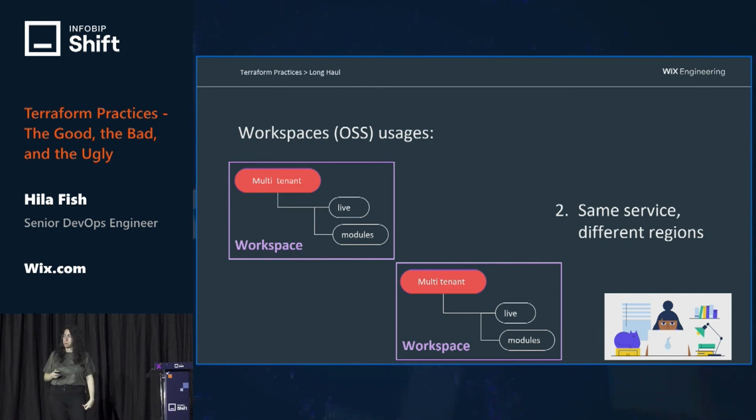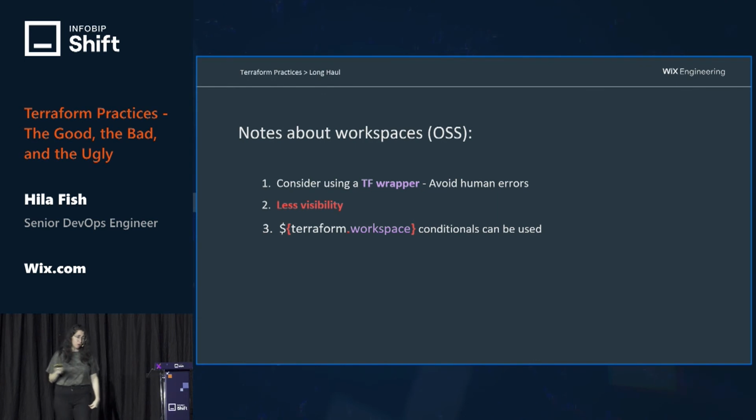That could be also in workspaces. Some notes about workspaces, though, is that you should really consider using some sort of a Terraform wrapper when you work with it to avoid human errors, because how do you work with Terraform? With the CLI, terraform workspace select X. If I forgot to do the select, production incident, okay? So try to avoid that by using a Terraform wrapper.